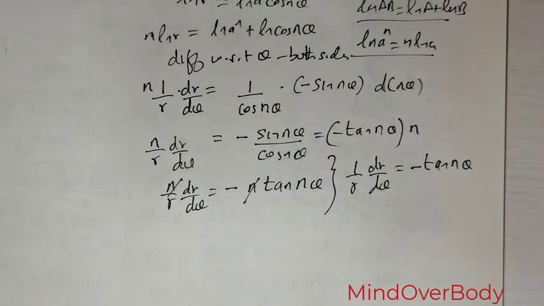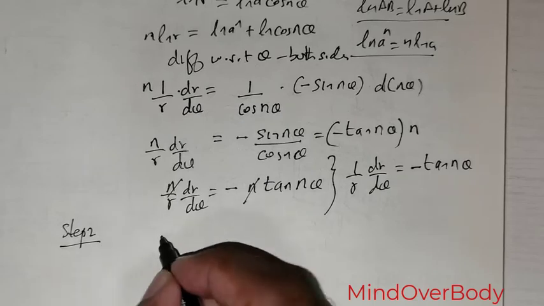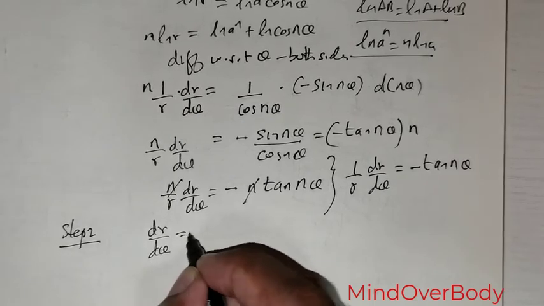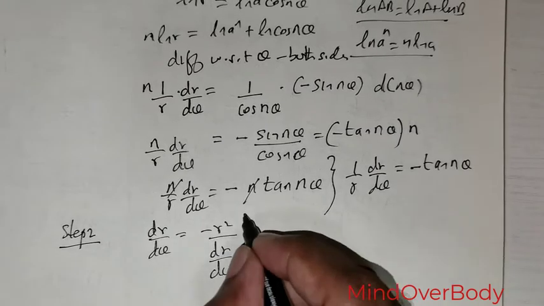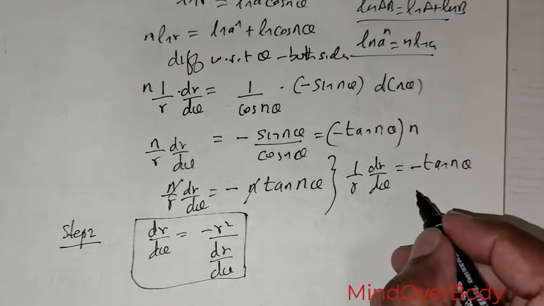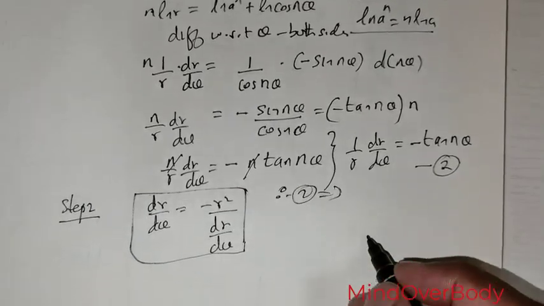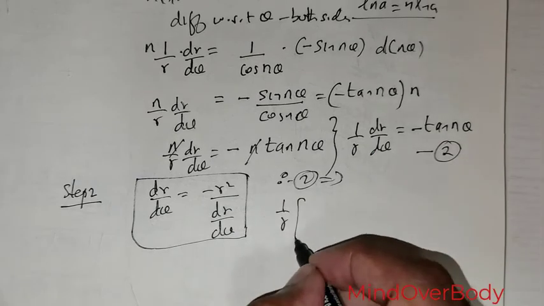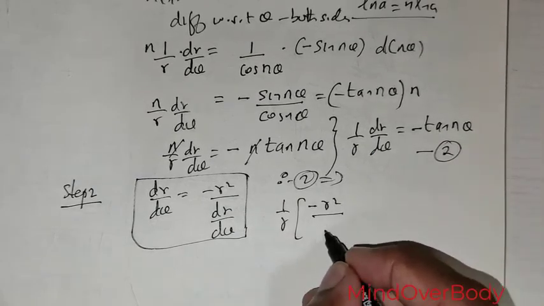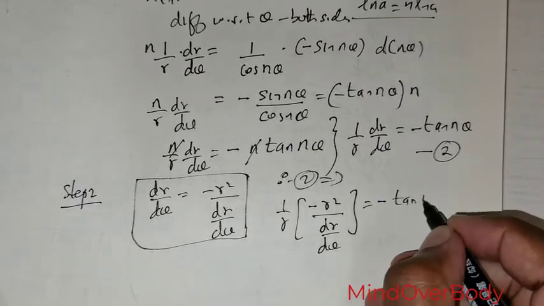So now what we have got to do is perform step 2. What is step 2? dr over d theta is replaced by negative r squared divided by dr over d theta. So we have to perform this replacement. If I were to take this as 2, therefore I can rewrite 2 as, in place of dr over d theta, I'm going to get negative r squared divided by dr over d theta is equal to negative tan n theta.